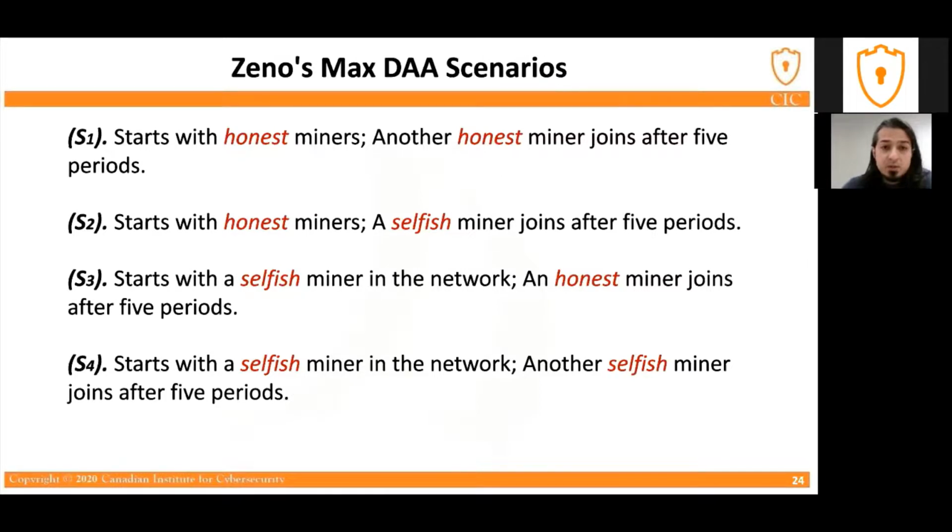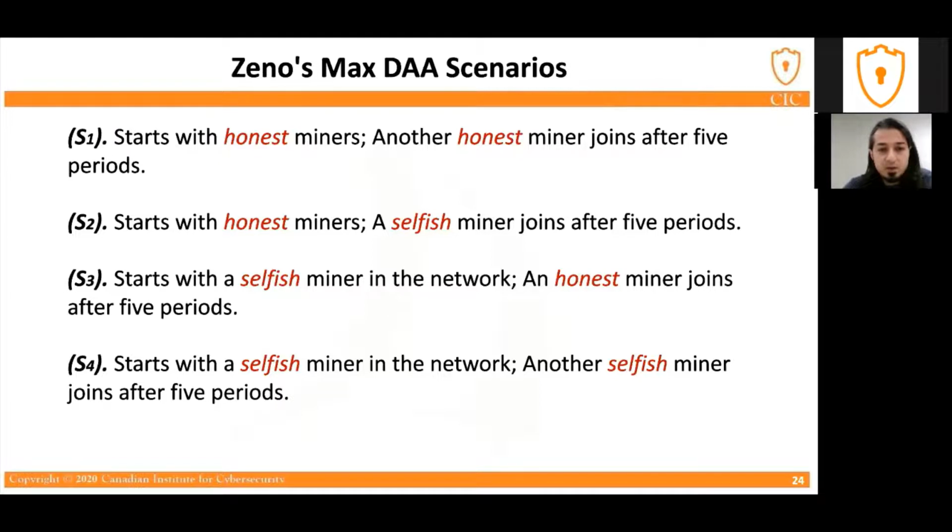For Zeno's Max, we have 4 different scenarios. The first one starts with an honest miner, and then another miner joins. We need another miner to join the network to see the effect of our difficulty adjustment algorithm on increasing the difficulty. Until now, we just talked about decreasing the difficulty. So for the second scenario, it starts with an honest miner and a selfish miner joins.